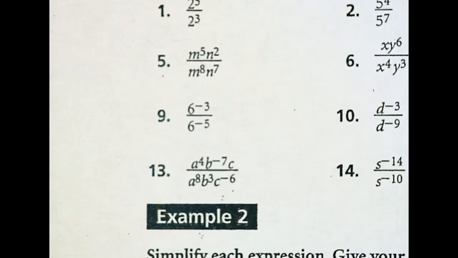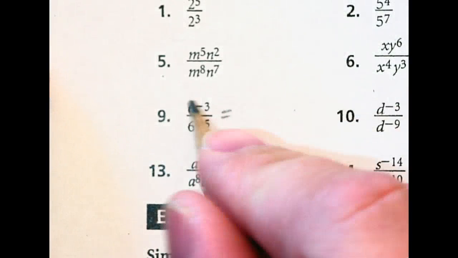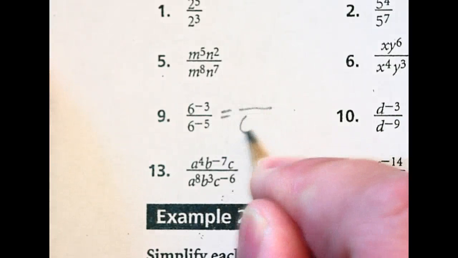Everyone give it a shot. All right, do we have anyone that can explain it to me? Go ahead. Okay, so I put 6 to the 3rd on the bottom, and then 6 to the 5th on the top. Okay, so you just moved them.